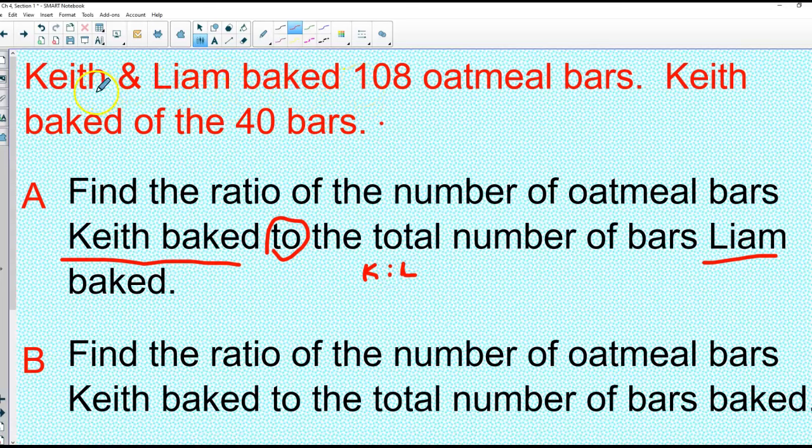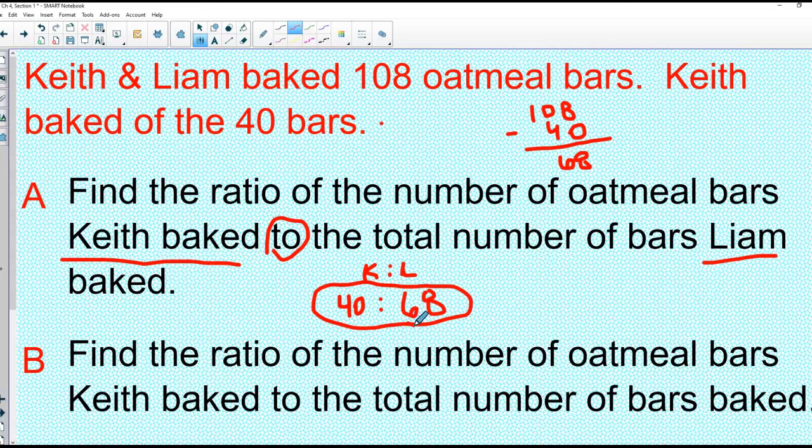All right, so we know that Keith and Liam together baked 108, and Keith made 40 of them. So I can write 40 under Keith, but it doesn't come out and tell us how many Liam baked. But we should be able to figure that out. If together they baked 108, and Keith made 40 of them, if we subtract, we should be able to figure out how many Liam made, right? And that would be 68 of them if you're subtracting here. So Liam made 68 of the bars. So our ratio would be 40 to 68. Okay, that would be your correct answer there.